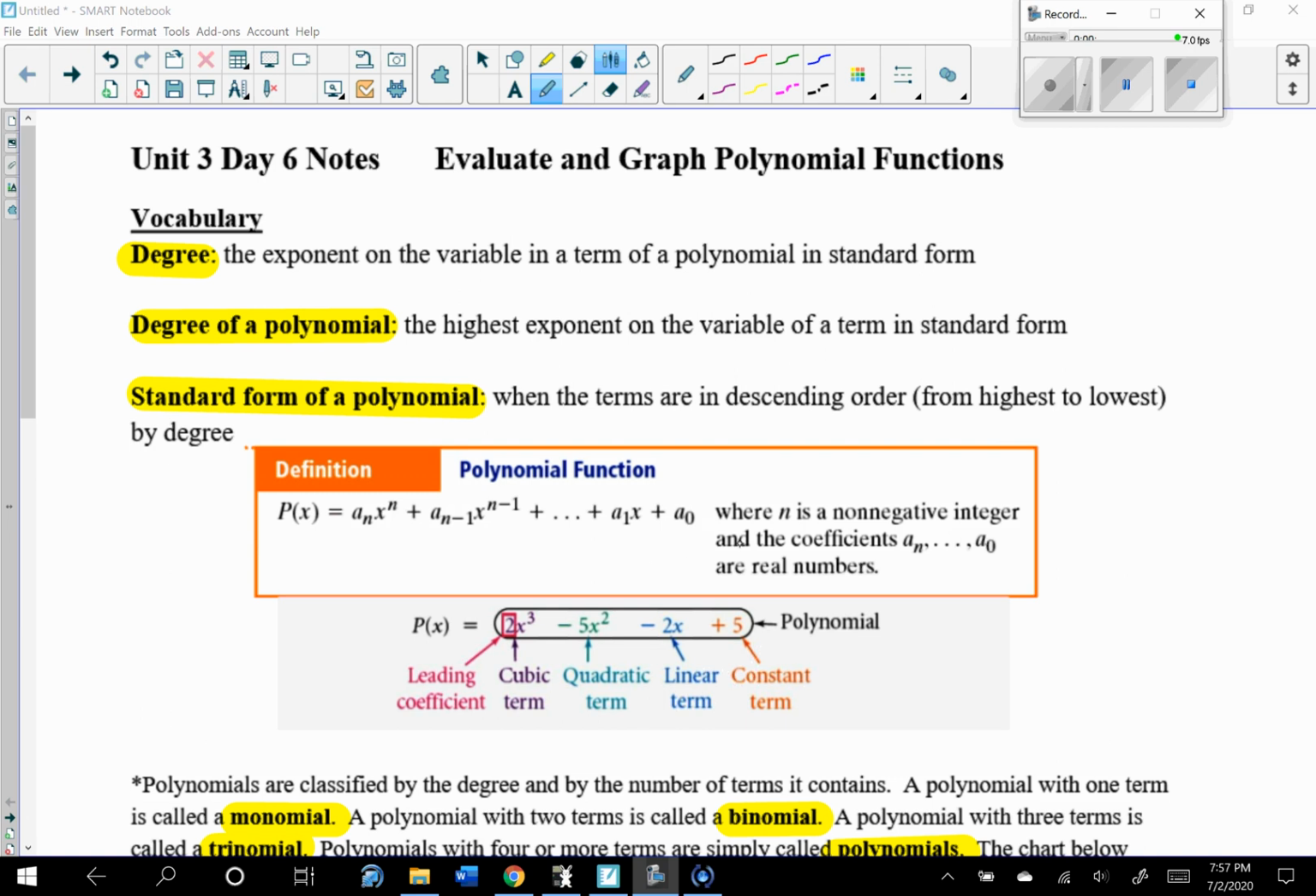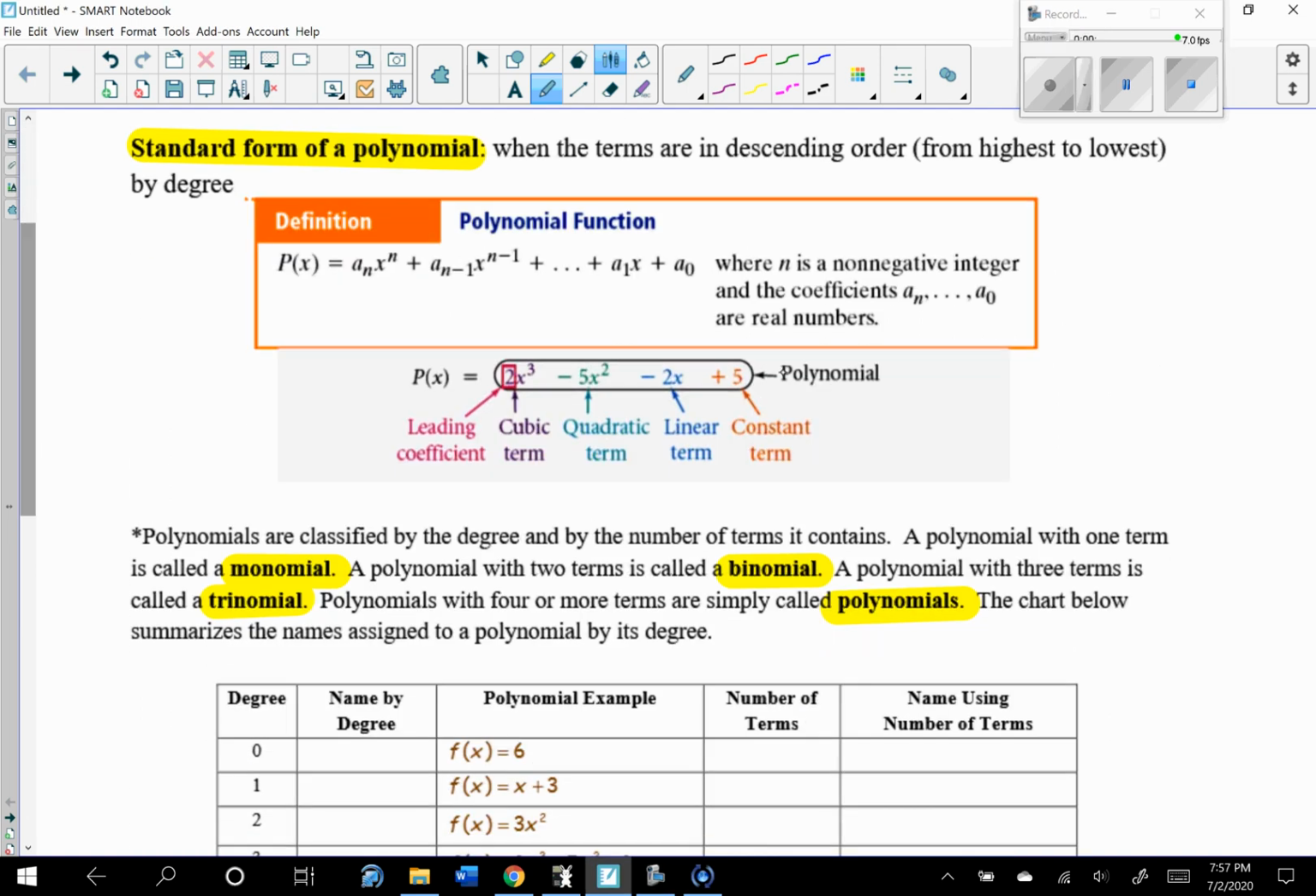And of course it says where n is a non-negative integer and the coefficients a sub n all the way up to a sub 0 are real numbers. So these are just coefficients in front and this is just a constant. So for example, we have this polynomial function. Notice that it has this as the leading term.